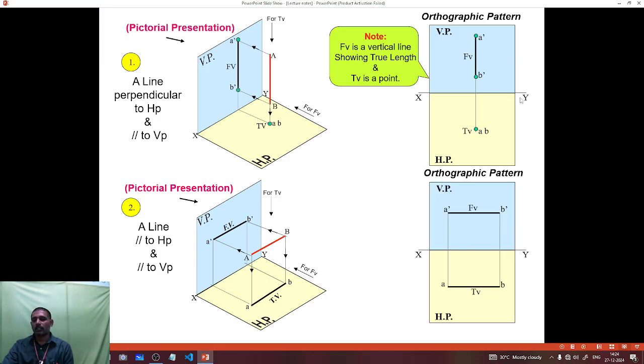We are going to draw the drawing sheet using the orthographic pattern alone. The pictorial representation is only for our understanding.